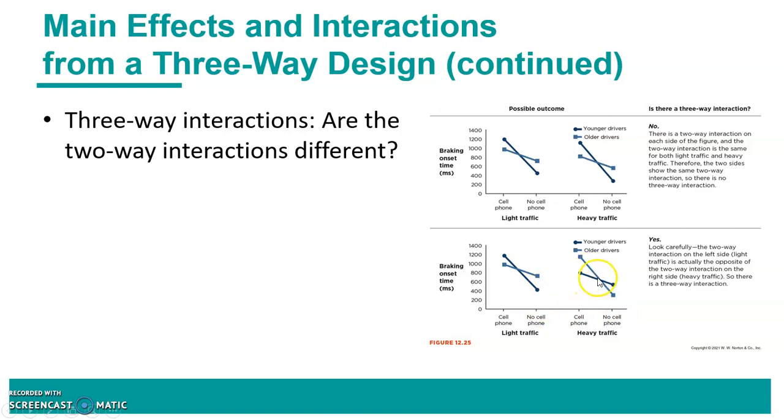Now this looks the same, but you can see the colors are different. The steep lines have switched places between here and here. So there you'd have a significant three-way interaction. You'd have two significant two-way interactions, and also the three-way interaction is significant. There's a difference in differences, and it's also different between light traffic and heavy traffic: a different kind of interaction depending on that independent variable.